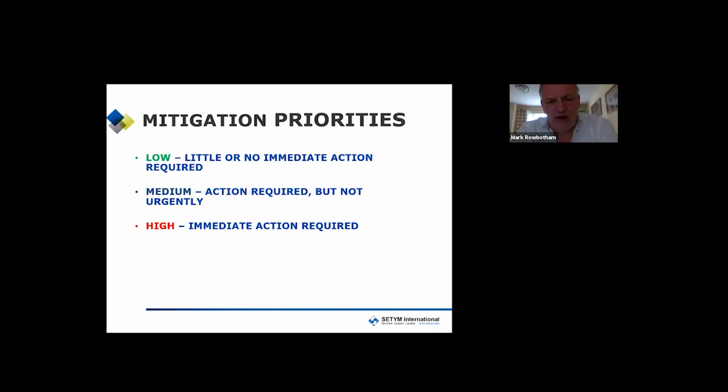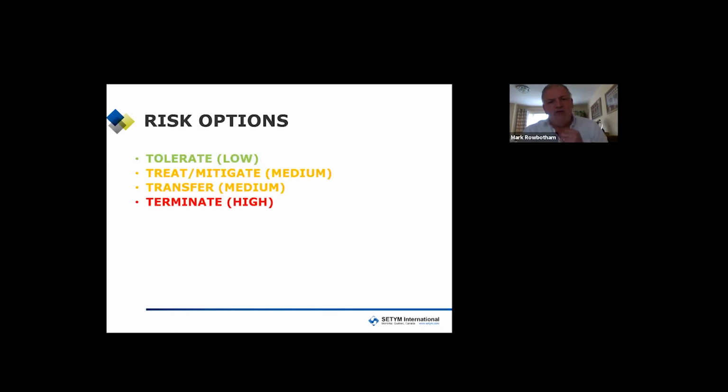The mitigation areas, which are low in green, little or no immediate action required. Medium, action required but not urgently. In other words, we can put it on a sort of non-priority area on the back burner, but make sure it's still in our minds because we may need to address it in the future. And then high risk, which is red, immediate action is required because otherwise it will create huge problems. And these transfer into the options that I spoke of earlier.